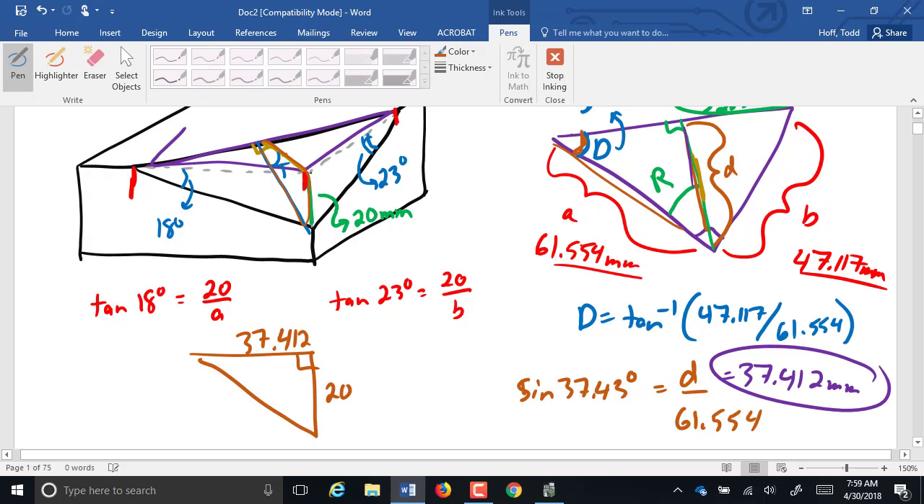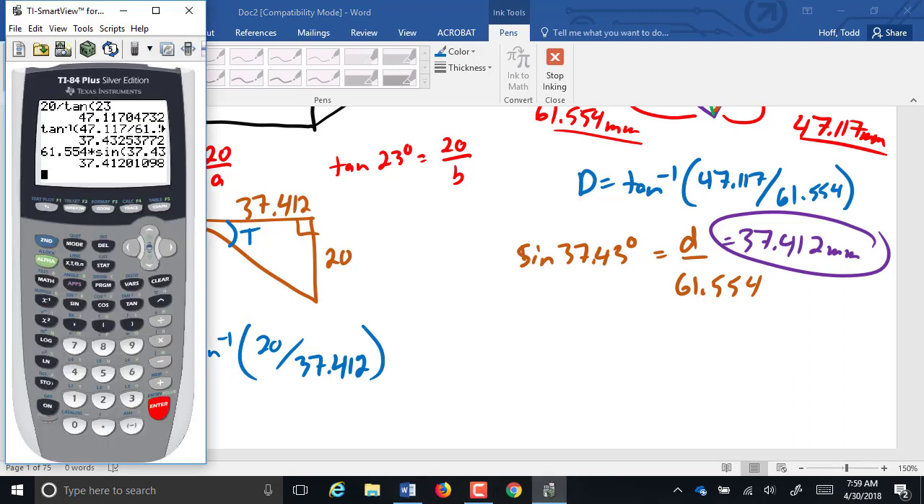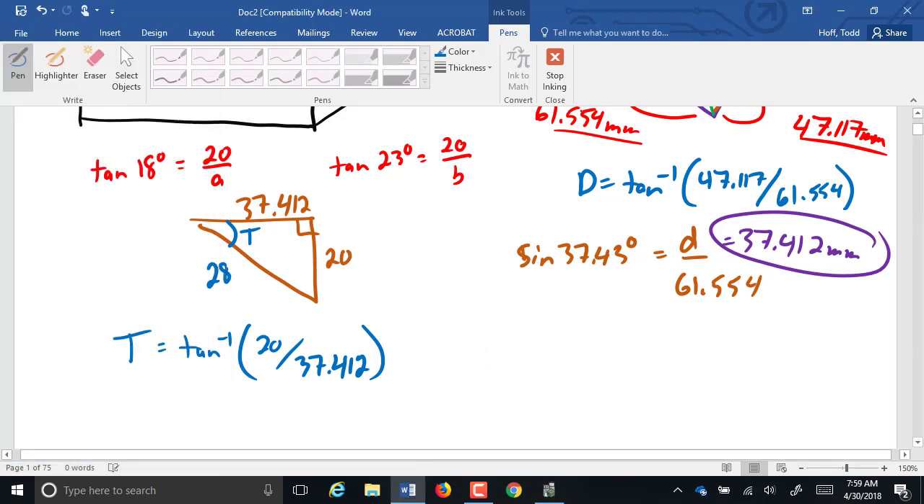This was the 20. Our tilt is this angle right here. How do we find that tilt? Inverse tangent, 20 for 37.412. Very good. 28.13 degrees. So that's our tilt.